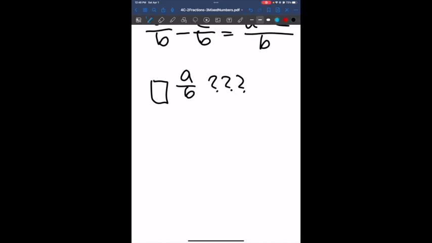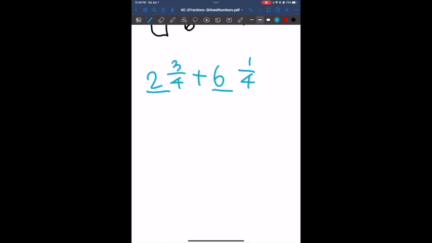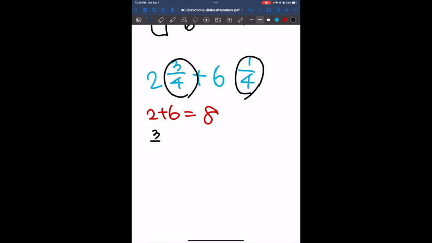For example, if one mixed number is 2 and 3/4, and we want to add it to 6 and 1/4, you want to separate the whole numbers. We consider 2 and 6 separately from 1/4 and 3/4. 6 and 2 are whole numbers, so we add those together and have 8. Then for fractions, we have 3/4 and 1/4, and when we add them together, it's going to be 1. Then we add the sum of the whole numbers and the sum of the fractions.